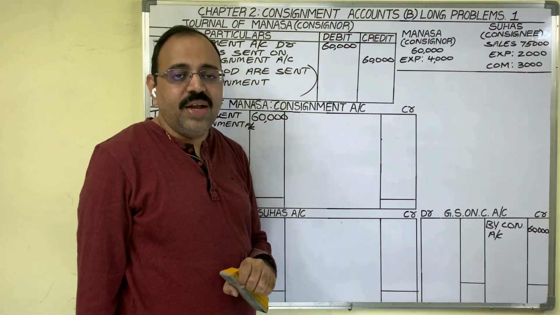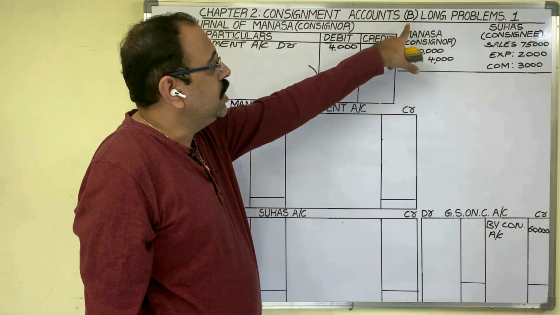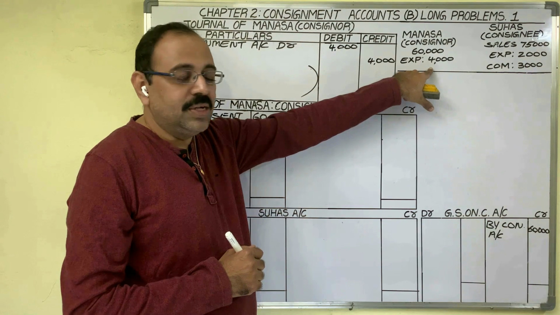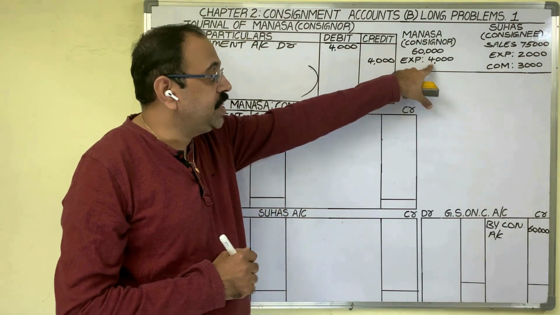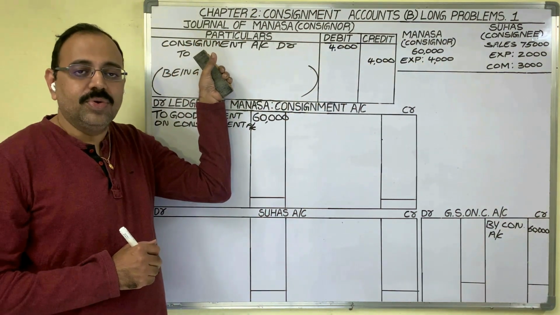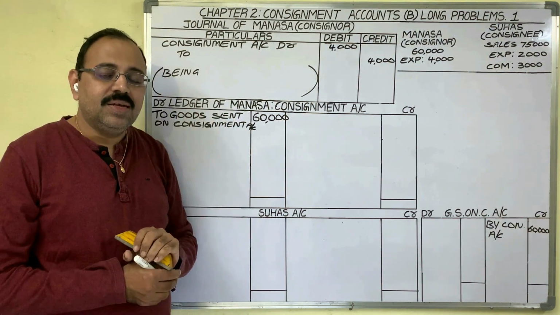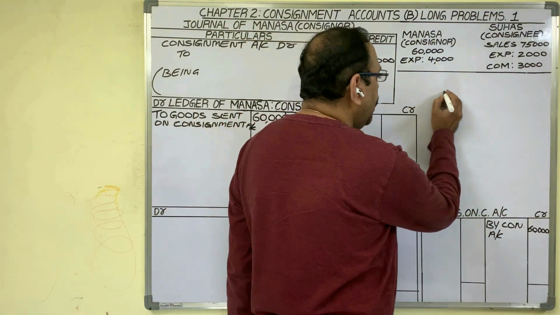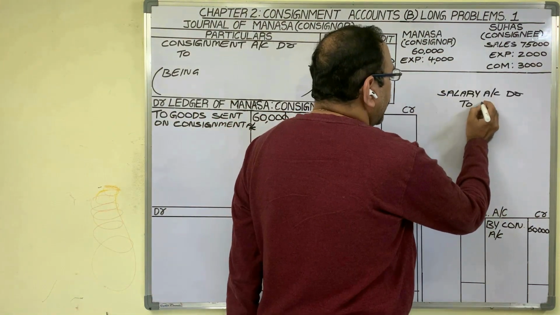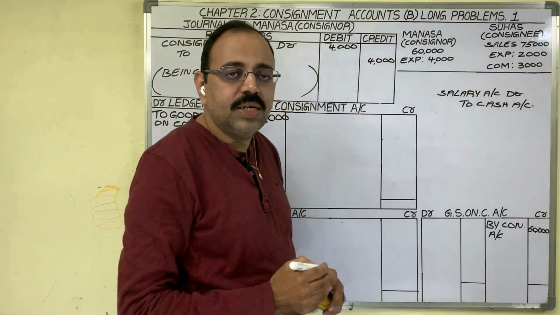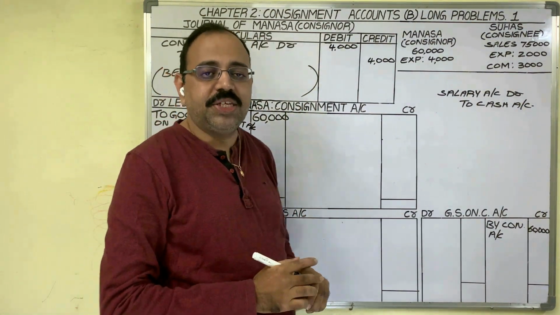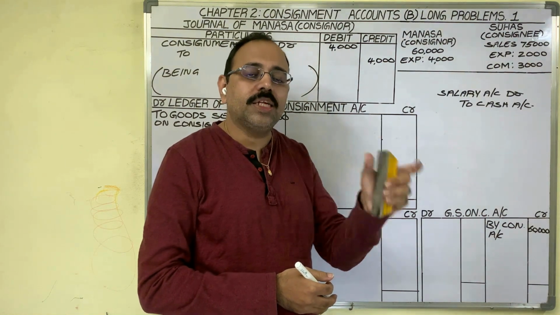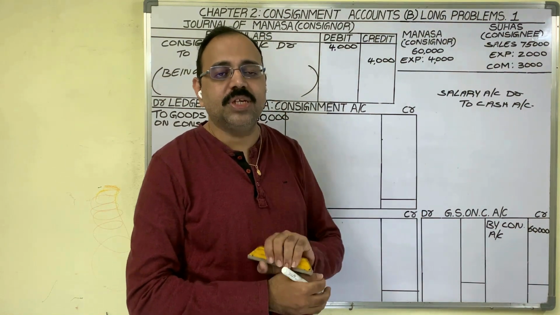Now come to the second transaction. To send these goods, Manasa spent 4,000 rupees towards transportation cost. For this transportation expenditure, we should write the entry now. Recollect in inter first year, when salaries were paid, we used to write salary account debit to cash account, because what we learned is that salary expenditure is a nominal account. Nominal account rule: debit all expenses and losses, credit all incomes and gains.